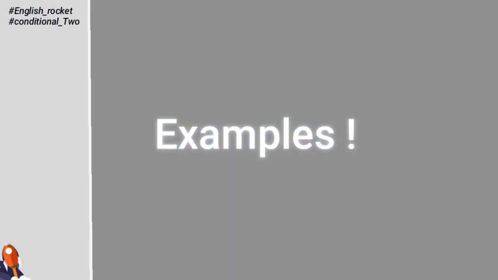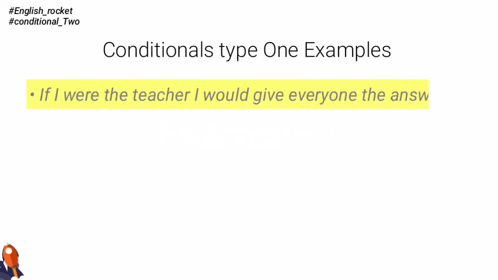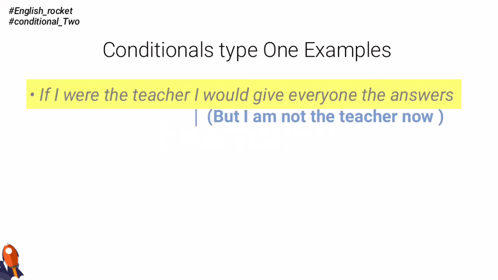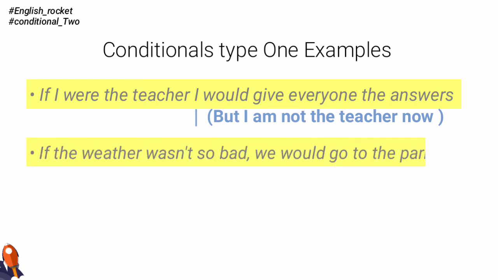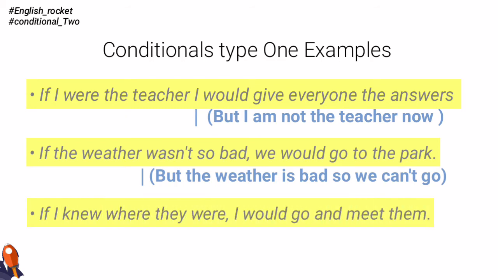Examples: if I were the teacher, I would give everyone the answers. But I am not the teacher now. If the weather was not so bad, we would go to the park. But the weather is bad, so we cannot go. If I knew where they were, I would go and meet them. But I don't know where they are.